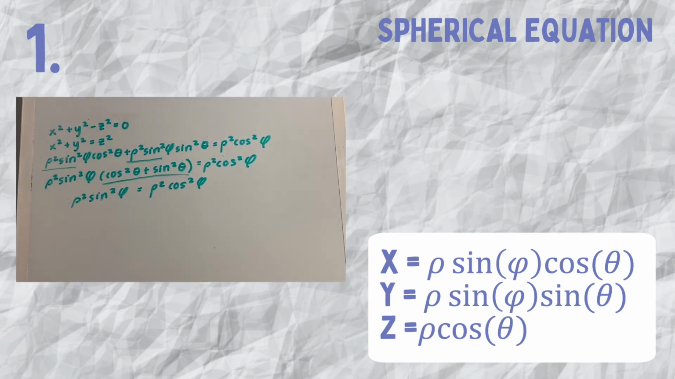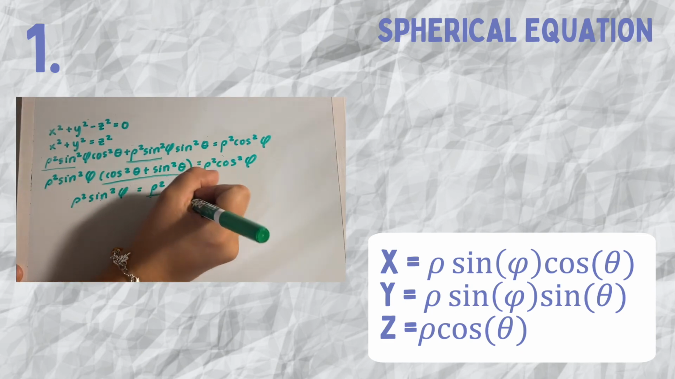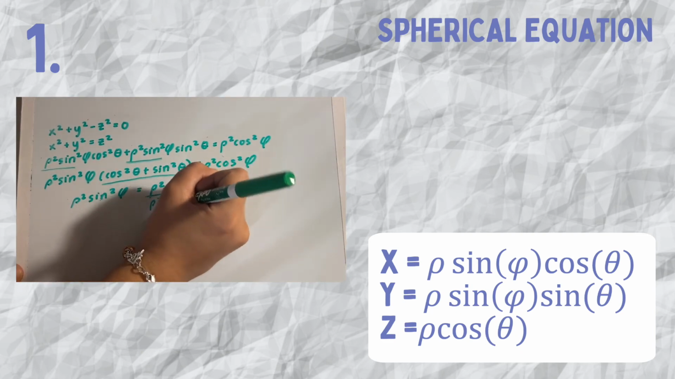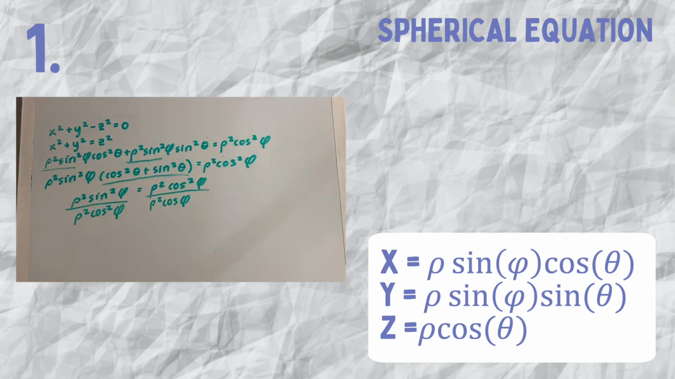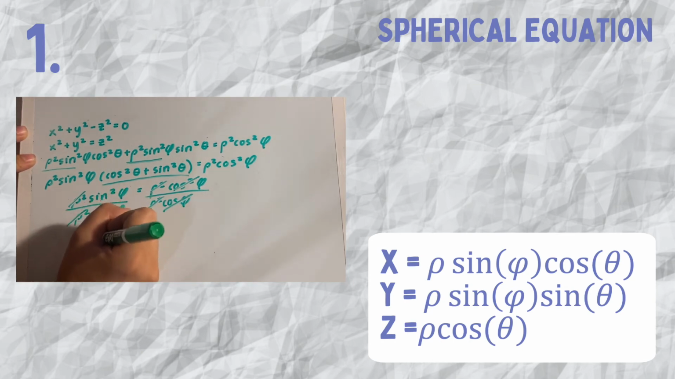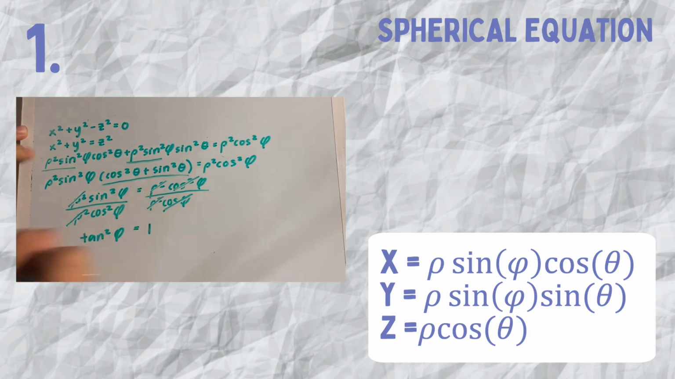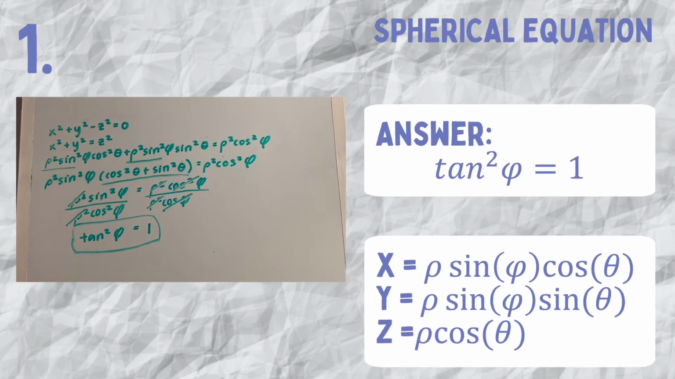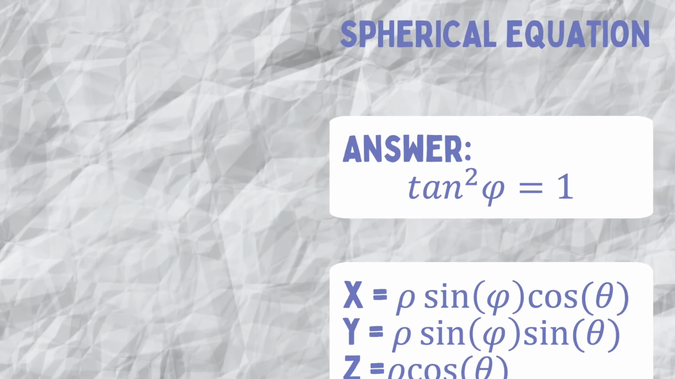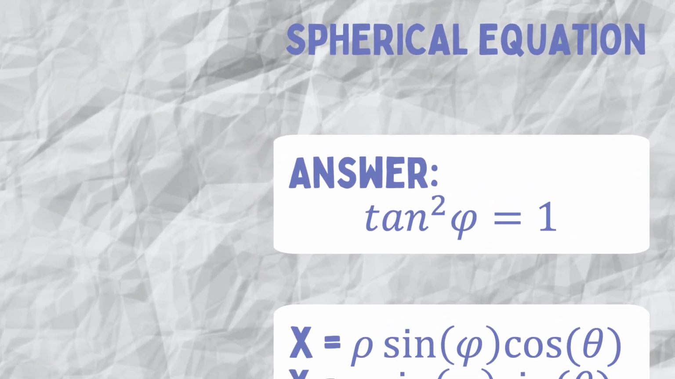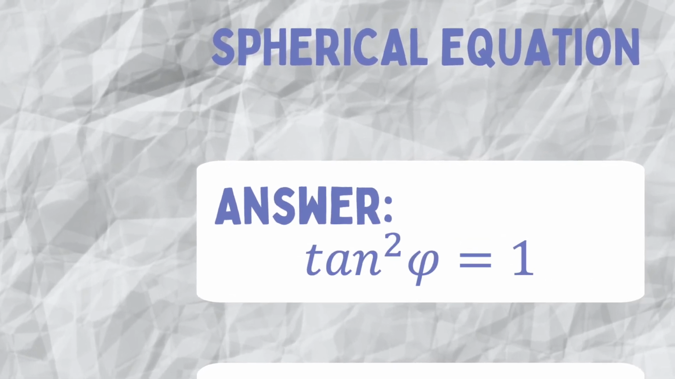To simplify even further, we're going to go ahead and divide both sides by rho squared cosine squared phi. So now we have 1 on the right side, and on the left side we see that rho squared cancels out on top and the bottom. So now we have sine squared phi divided by cosine squared phi, and we know also from previous experience that that equals tangent squared phi. So our answer is tangent squared phi equals 1. We can go further and look into the angles that make this up, but for now we're just going to leave it as so.